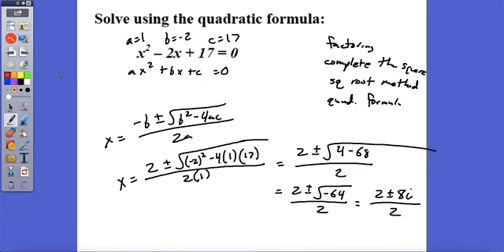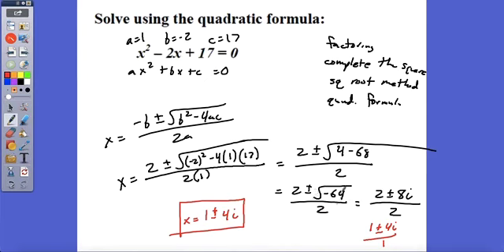And remember, I can reduce this if they all reduce. So divide all these by 2. And I get 1 plus or minus 4i all over 1, which I can just drop the 1 and get x equals 1 plus or minus 4i. And there's my final answer.